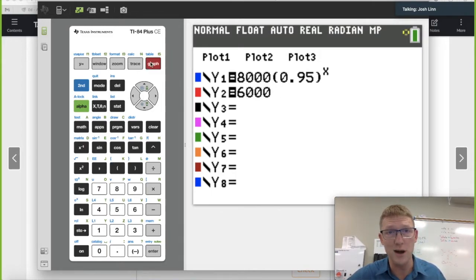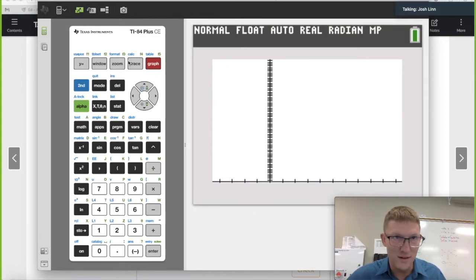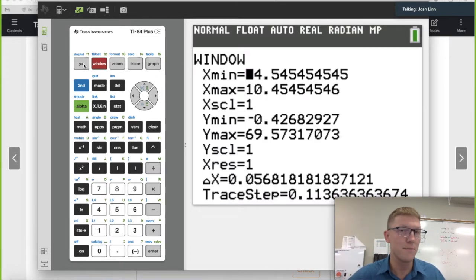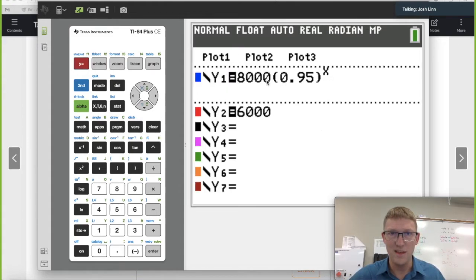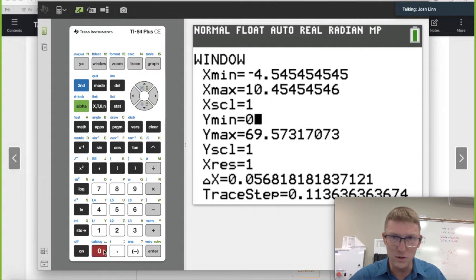So before we push graph, I don't even know if we're going to see anything. See, that's not useful. Let's look at our window and think about things. Our first number here is 8,000. So when x equals 0, when it crosses the y-axis, that's going to be 8,000. For our y, I don't think we need any negatives, but let's still stick with 0.